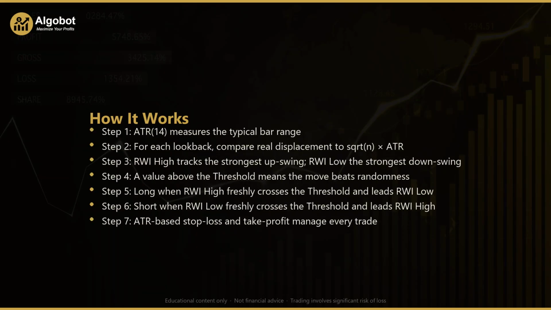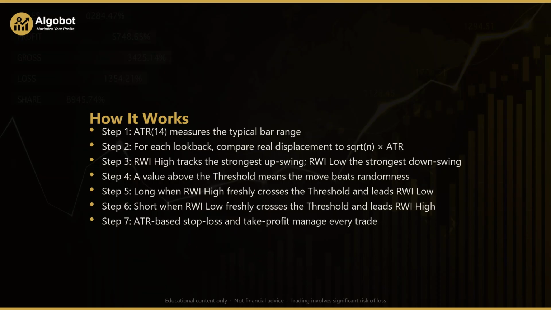Everything begins with the average true range, calculated over a period of 14 bars by default. This gives the strategy a single number that represents the typical size of one bar. Think of it as the strategy's ruler for measuring movement. Next comes the heart of the Random Walk Index. The strategy looks across a whole range of lookback lengths, from a minimum of 2 bars up to a maximum of 24 bars by default.